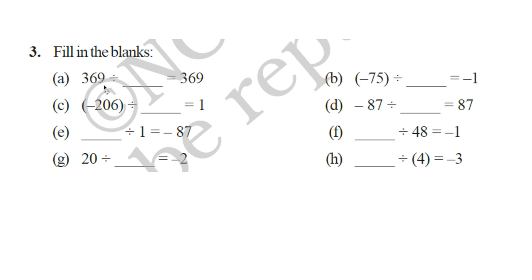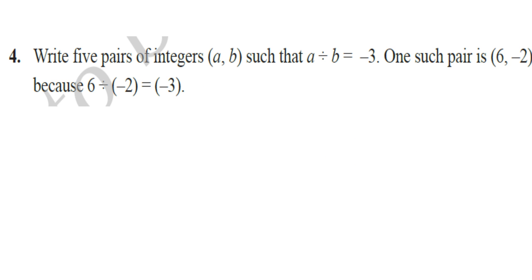Here is the third question, fill in the blanks. 369 divided by dash is equal to 369. To get the same number, you have to divide it by 1. Here, negative 75 divided by dash is equal to negative 1. To get 1, you have to divide it by negative 75. But to get negative 1, you have to divide it by 75. Similarly, try to do all the questions.